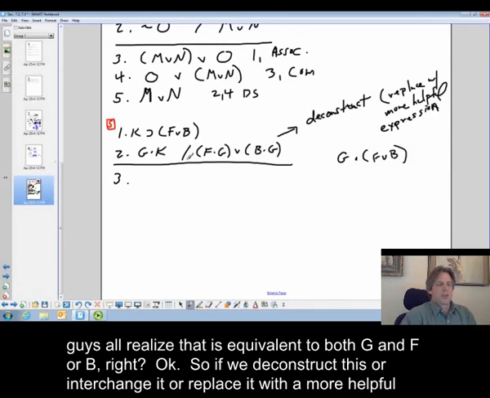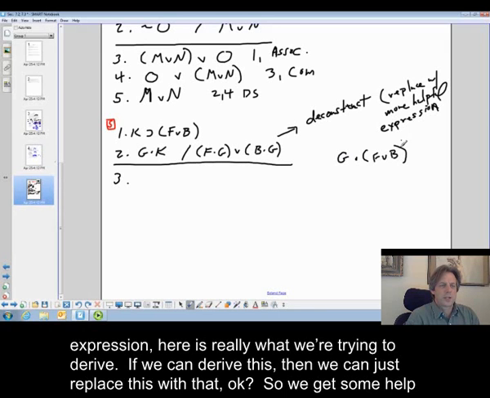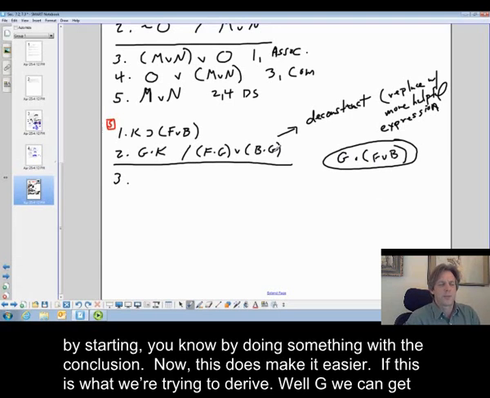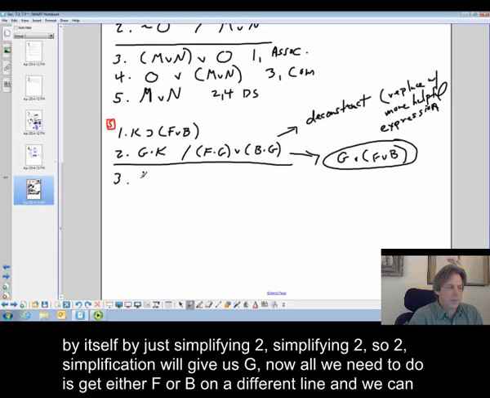Okay. So if we deconstruct this or interchange it or replace it with a more helpful expression, here is really what we're trying to derive. If we can derive this, then we can just replace this with that, okay? So we get some help by starting by doing something with the conclusion. Now, this does make it easier. If this is what we're trying to derive, well, G we can get by itself by just simplifying 2.